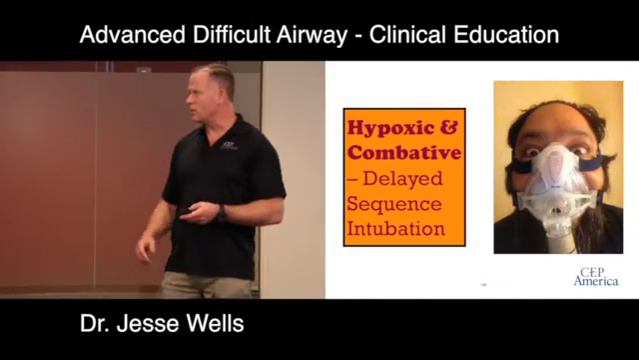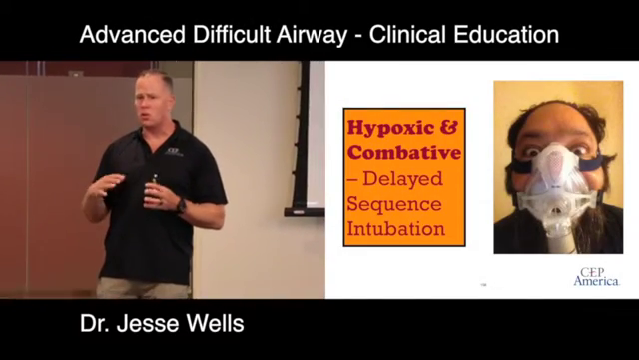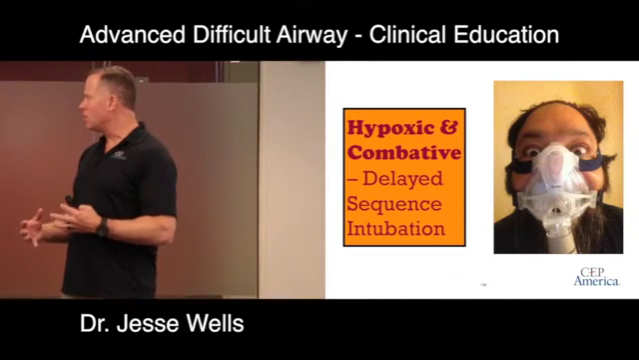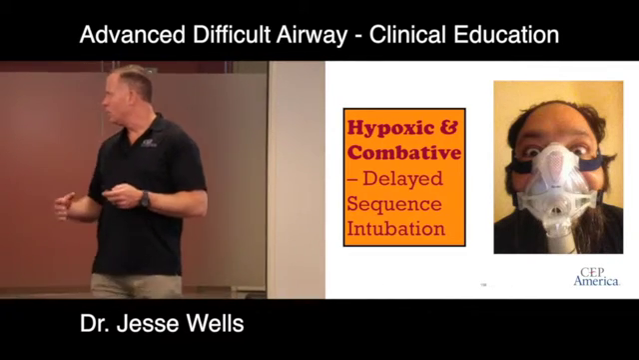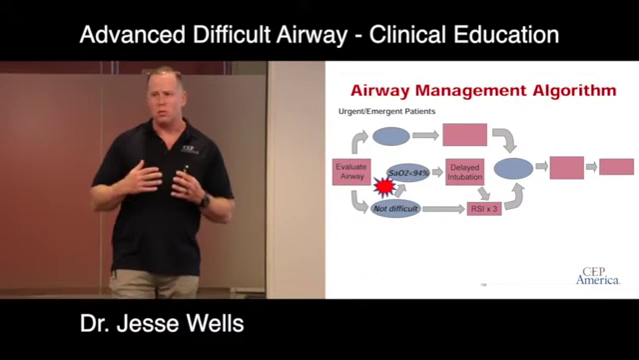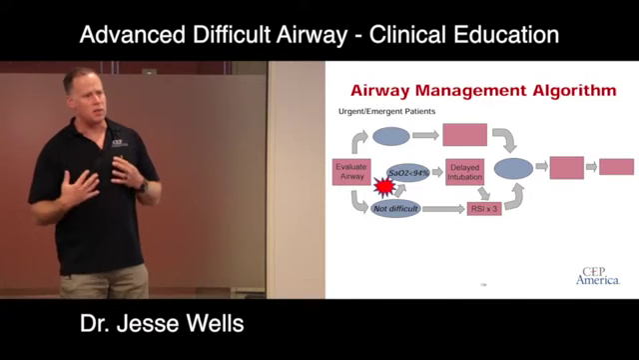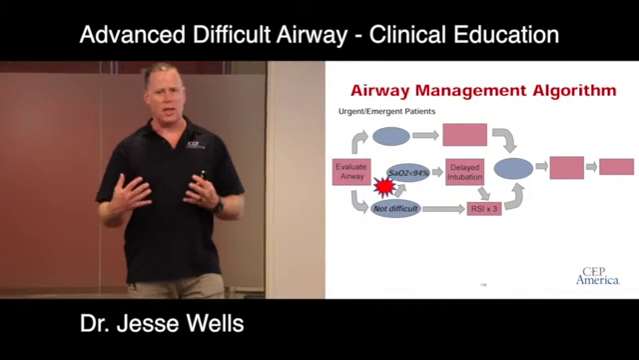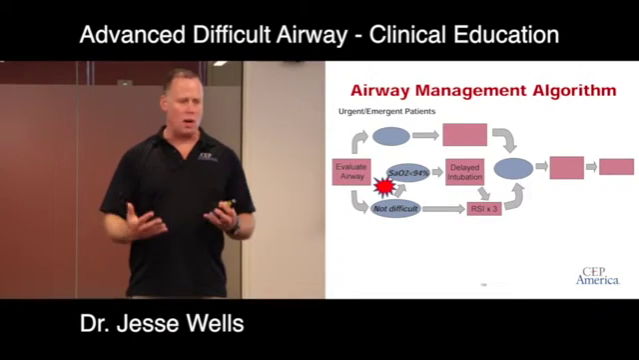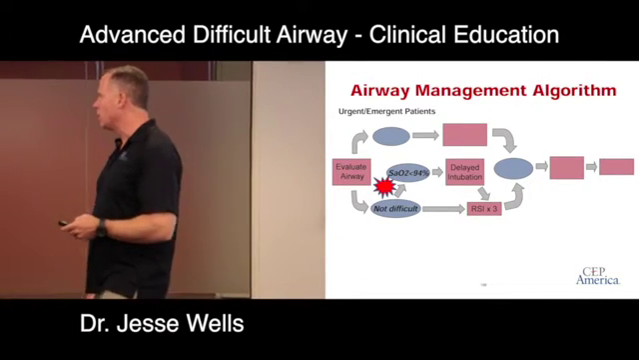Okay, this next lecture is only going to be about 10 minutes or so. Just a quick discussion of this new concept called delayed sequence intubation. And basically, this falls into our not difficult arm. So the patient is not predicted to be difficult, but their SATs are less than 94. Why? Usually because they're combative and won't cooperate with us when we're trying to pre-oxygenate them.